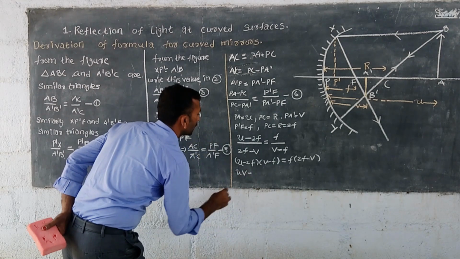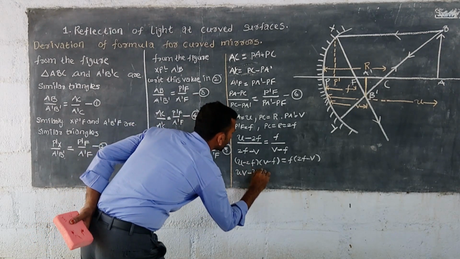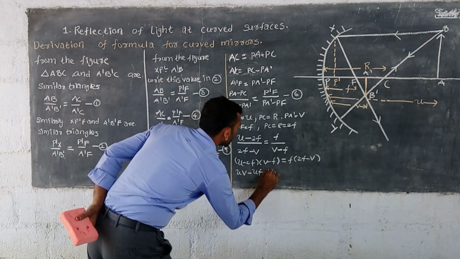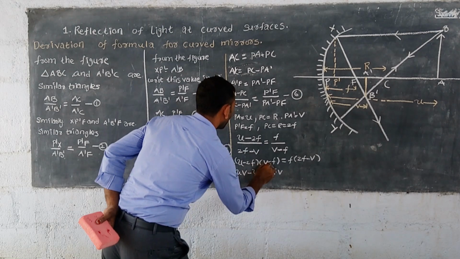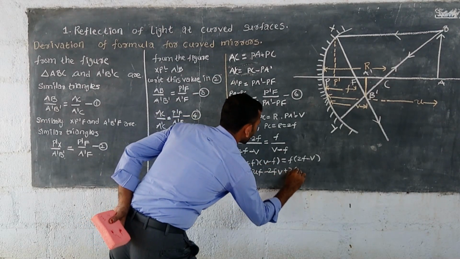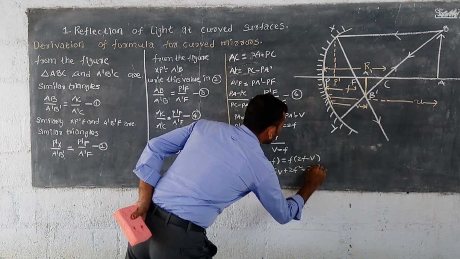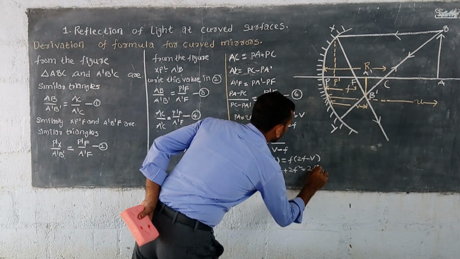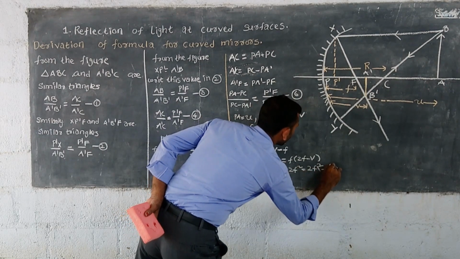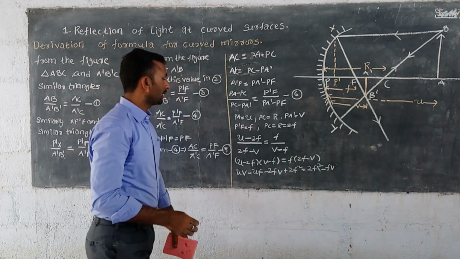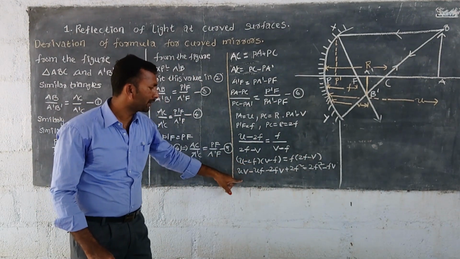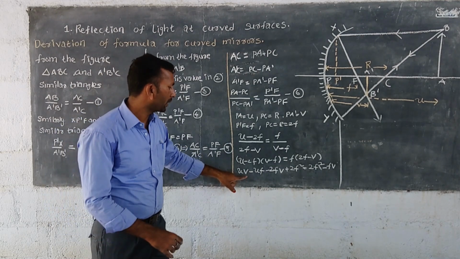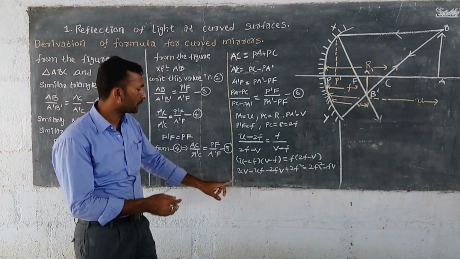Simplifying: UV minus UF minus 2FV plus 2F square equals 2F square minus F into V, FV. This is the equation again. If we simplify this equation, it will convert into this form.